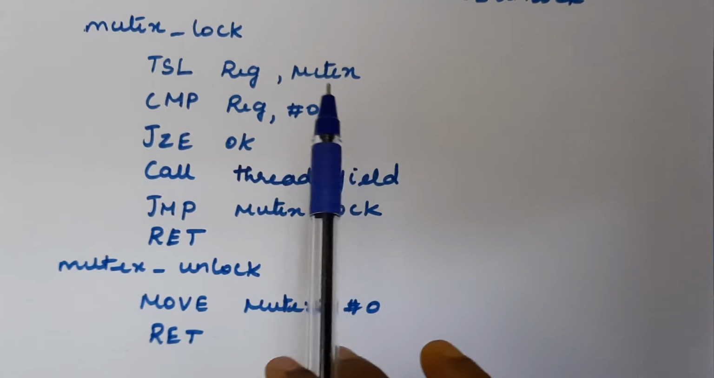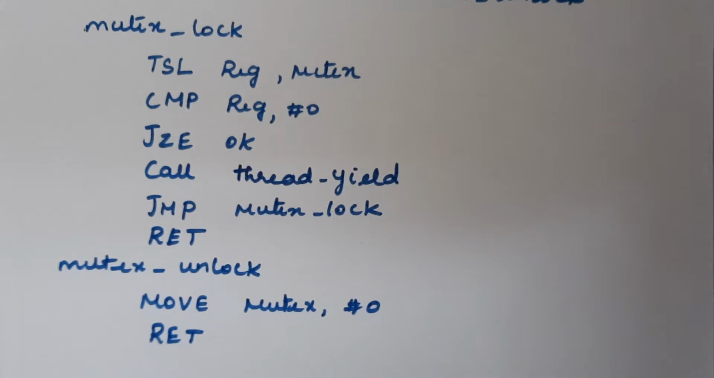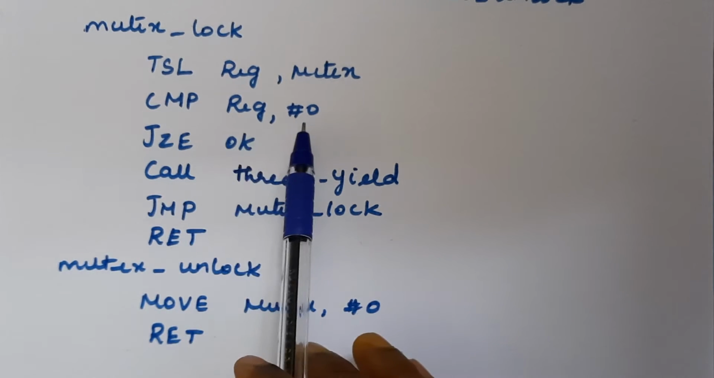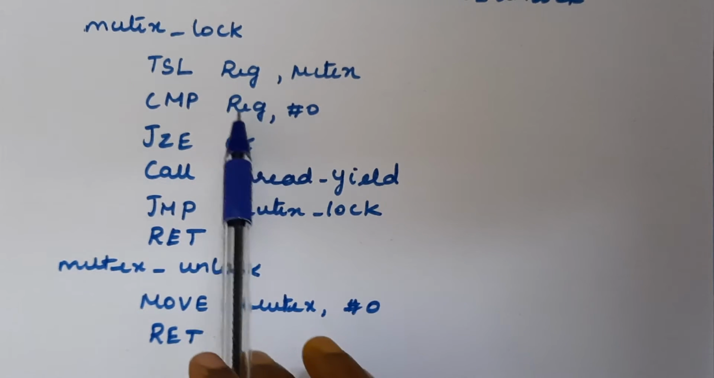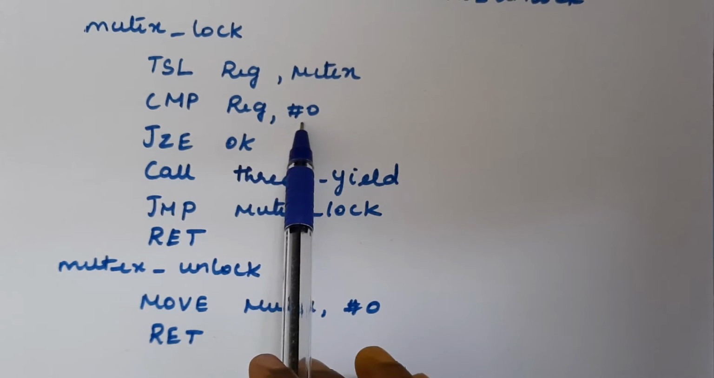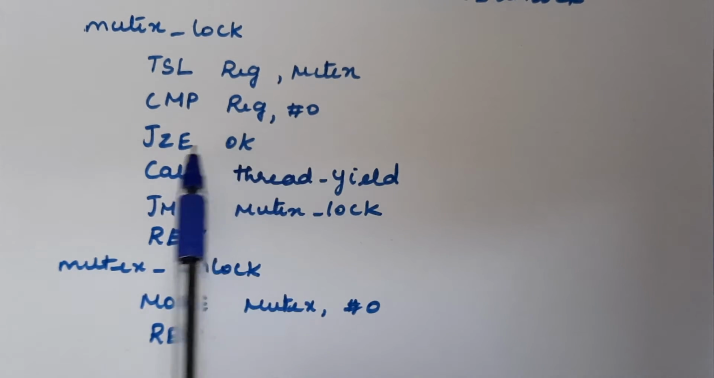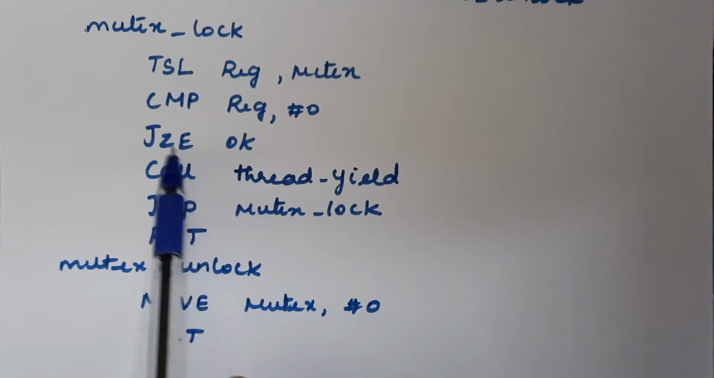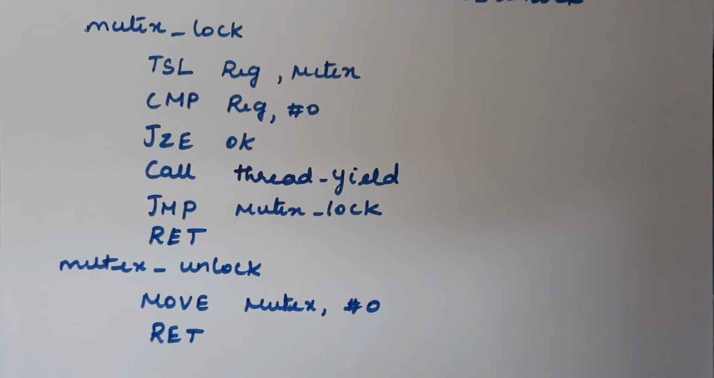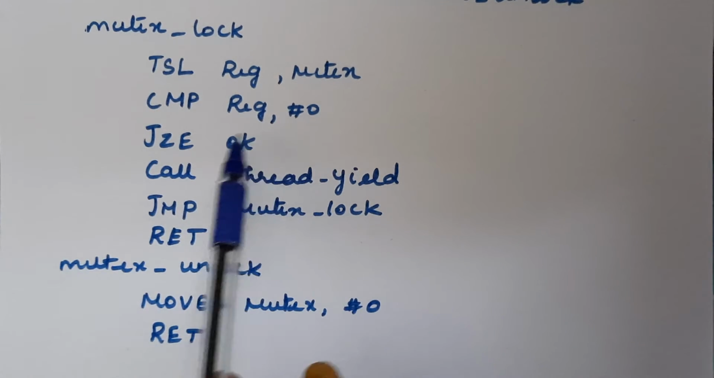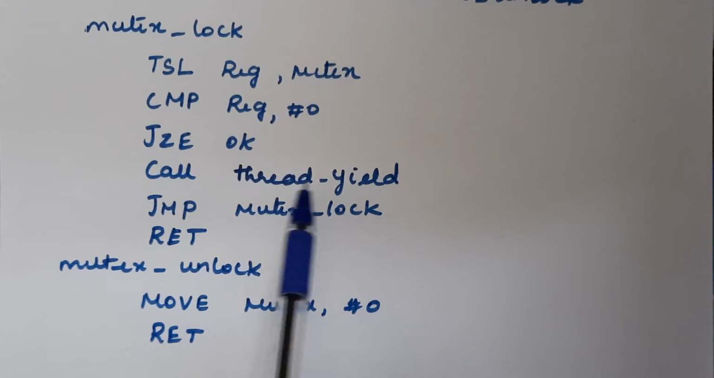What is the meaning of it? We set the mutex to 1 because we are intimating all other processes that this one is trying to get into the critical region. The next instruction is compare register with 0. We compare whether the value of the register is equal to 0 or not. If both are equal, then jump to the label; it is okay and it can enter into the critical region. If both are not equal, then what you have to do is call thread yield.